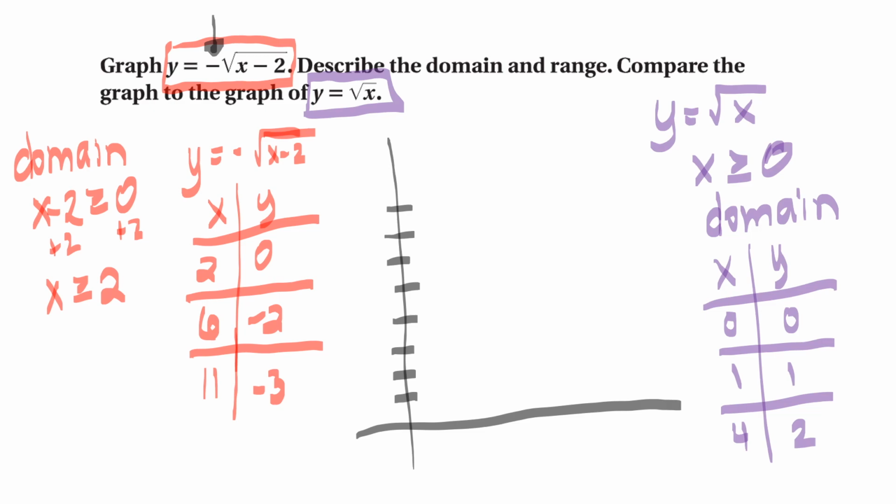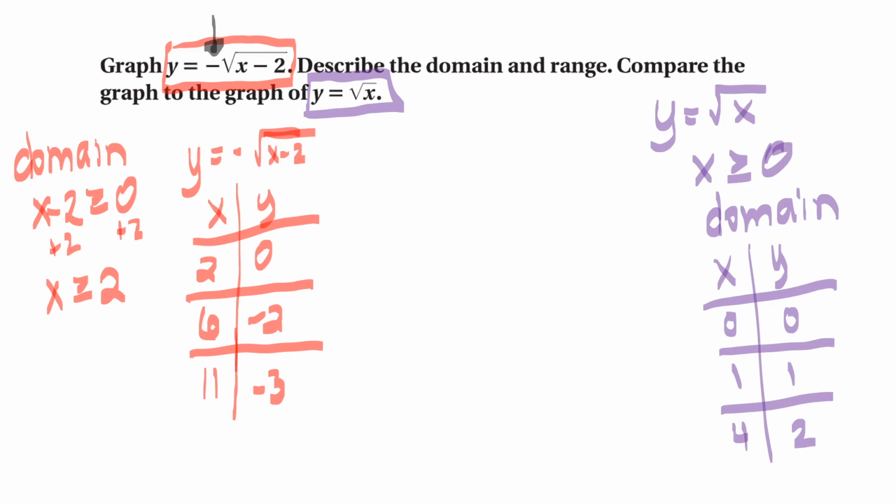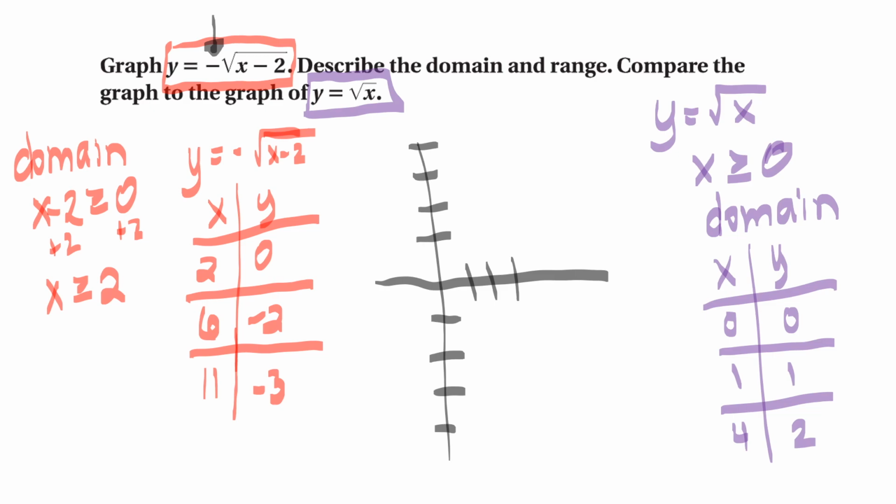Oops, you know what? I'm going to have some negative values here for y, so let me adjust my graph a little bit so I can have both the positives and the negatives. Okay, so I'm going to graph my red graph. So I have 2, 0. Then I have 6, negative 2. And then I have 11, negative 3.